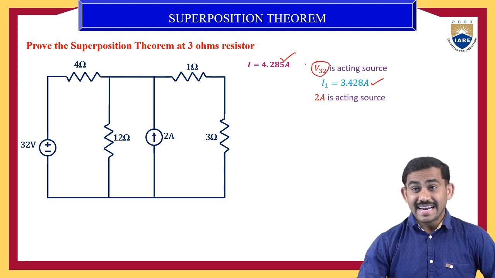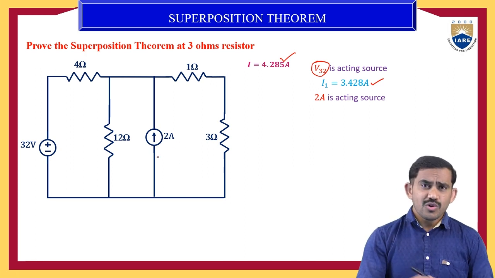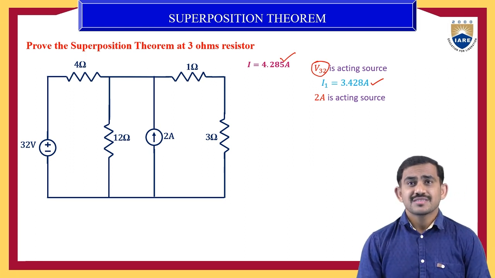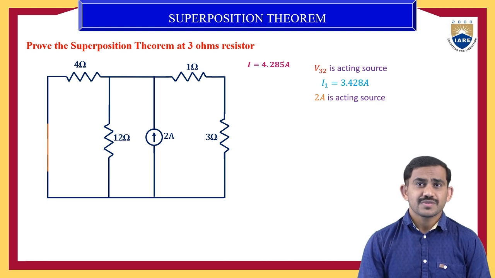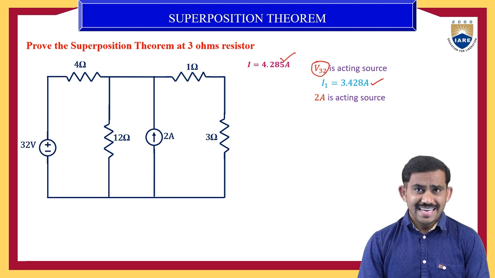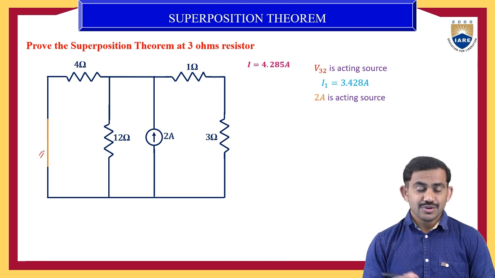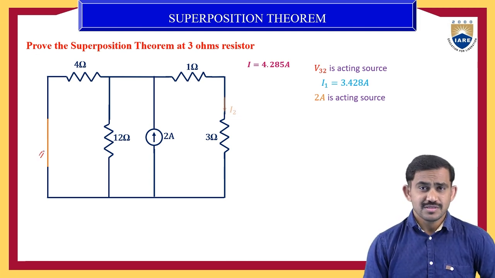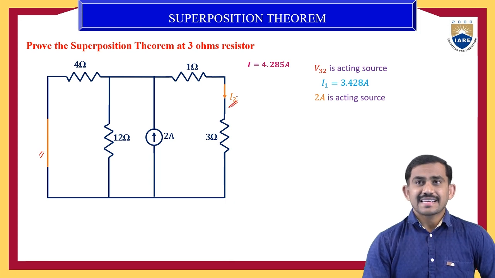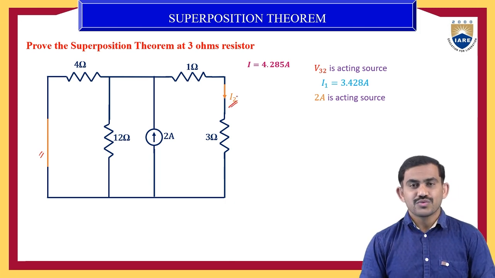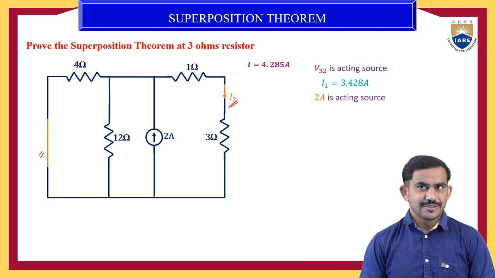Now my current source is acting. Then what about the voltage source? The voltage source is short circuit. Now the current source is acting, so your voltage source is short circuit. We need to find the current at 3 ohms, that is your I2 current. You can use any method, no worries. You can find the 3 ohms current.